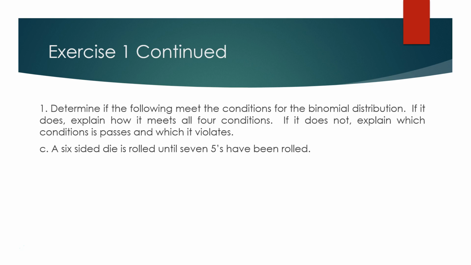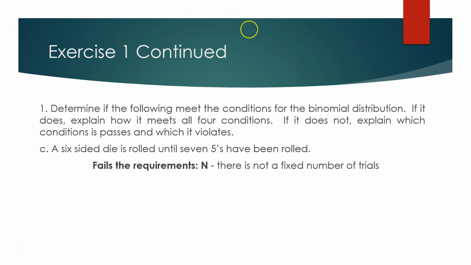A 6-sided die is rolled until 7 5s have been rolled. So we keep rolling until we get 7 5s as a result. One of the problems that we're going to have here is that it doesn't specify how many times we can roll. We can roll it 7 times and get 5s every time. We can, in theory, roll it 1,000,000 times and not get 7 5s. So there's not a fixed number of trials here. It's just roll until you get that criteria.